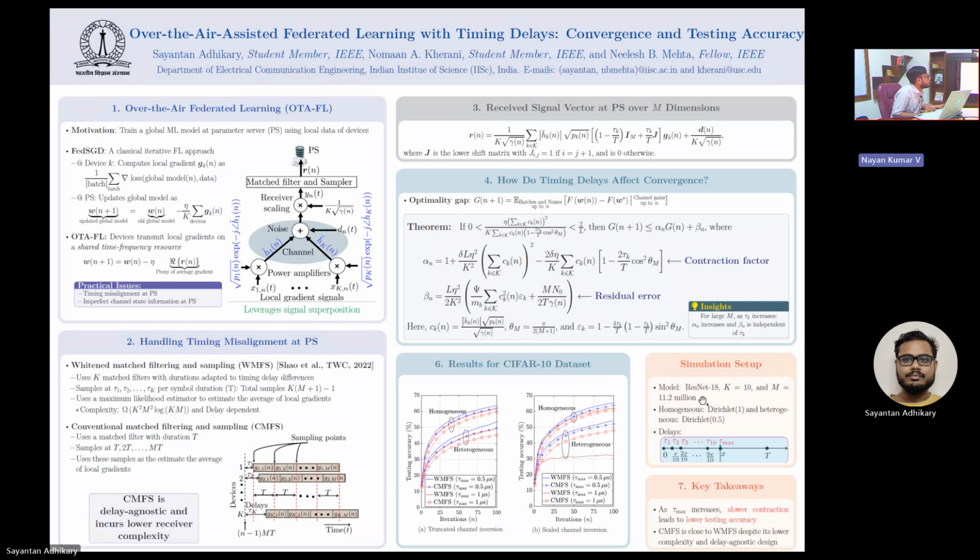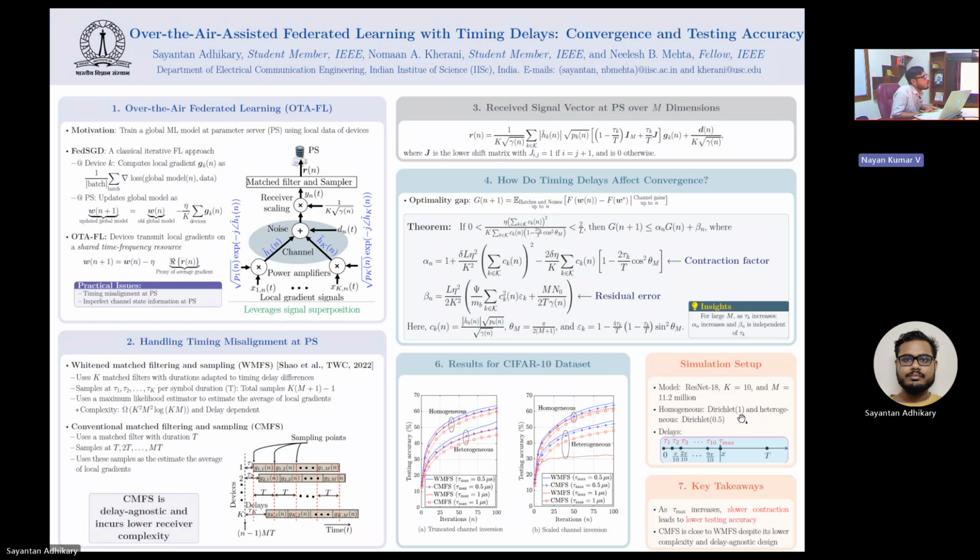So, we have used a convolutional neural net, which is called standard ResNet 18 model. It has 11.2 million parameters. We have taken 10 devices, and there are two settings we have done of data partitioning, because what we do is that we partition this whole C410 data set, all the training part of the C410 data set, across 10 devices. And the partitioning scheme we use is called using a Dirichlet multinomial distribution, and this number in the parenthesis is the concentration parameter of this distribution.